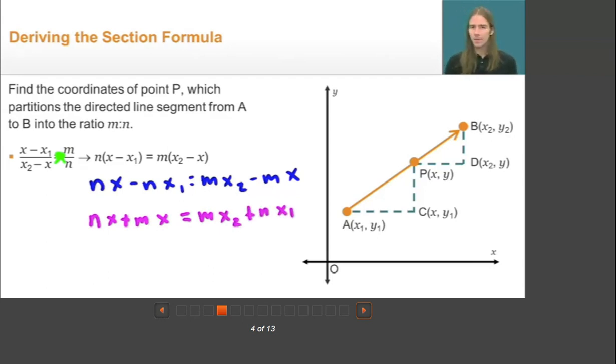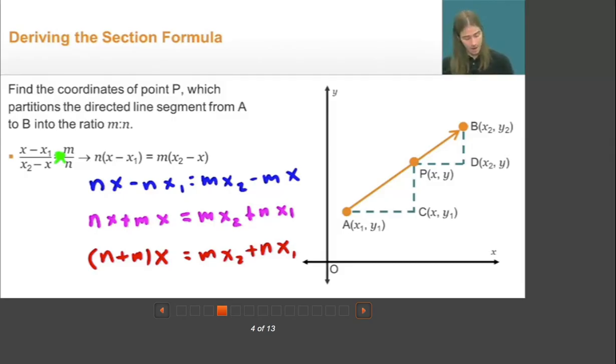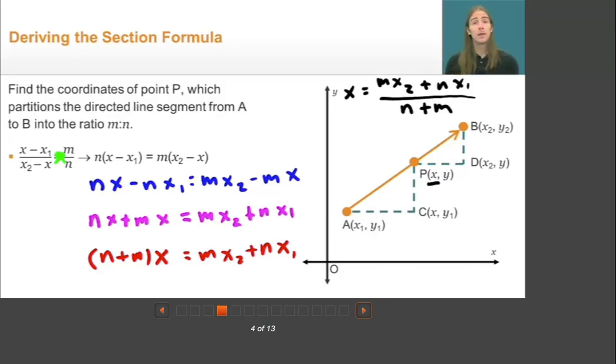If I take a close look at that left-hand side, I see that I can factor out x. And let's go ahead and do that. Let's use a new color. I factor out x, and what I'm left with is n plus m. The right-hand side hasn't changed. Now I will divide both sides by n plus m, and when I do that, I discover that x is equal to m x2 plus n x1, all over n plus m. That's actually the x coordinate of P, if P is breaking the ratio in an m to n ratio.